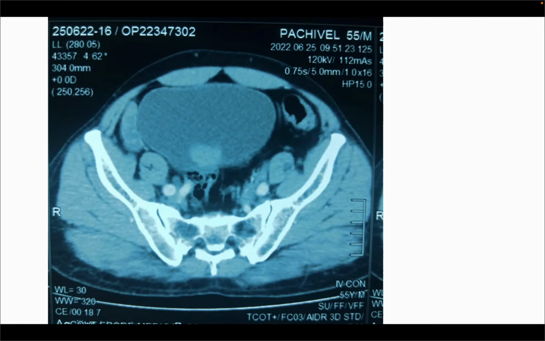What is the outstanding characteristic of this lesion? Enhancing. The enhancement, yes, but what is the morphological characteristic? It's a single lesion, sir. Single lesion in terms of numbers. Yes. Morphology. It looks like a pedunculated one. It's not a sessile one.